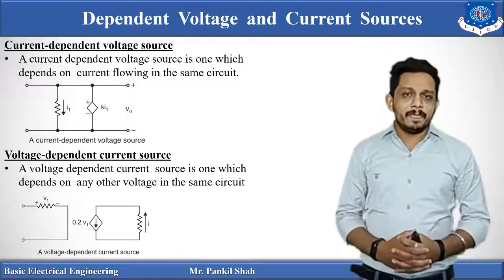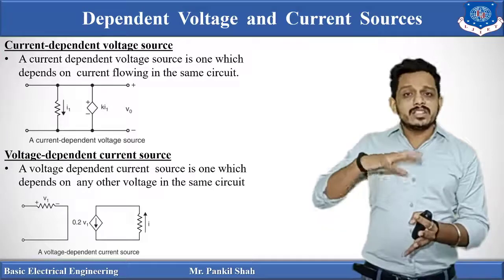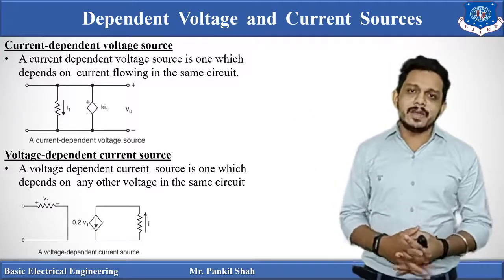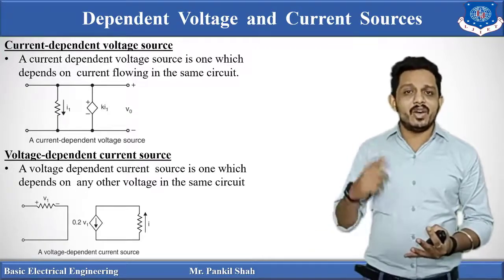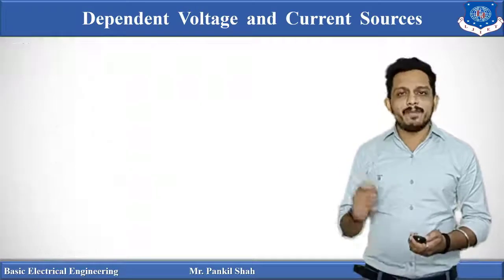So we can say that the output current of this current source is dependent upon some other voltage of that circuit. So this is nothing but a current source, but the current source is dependent on some voltage of that circuit. Now let's see the fourth type of source.